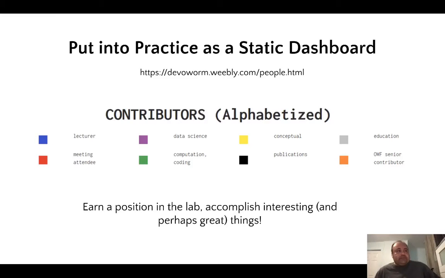Some people are specialists. Some people want to do everything. It doesn't really matter. It's a matter of just giving people credit for what they're doing. And it's interesting that when people see this, they invest some time into earning a position in the lab.